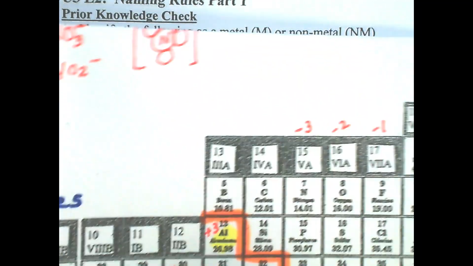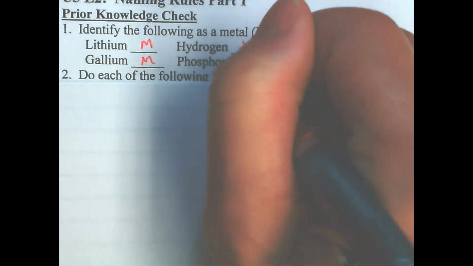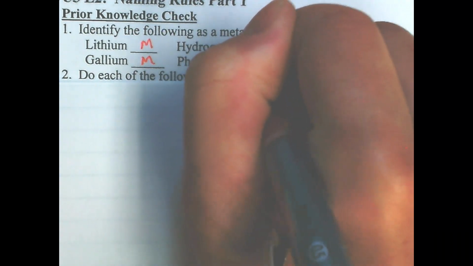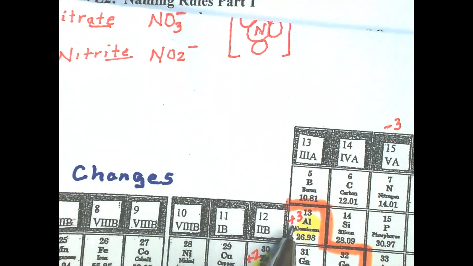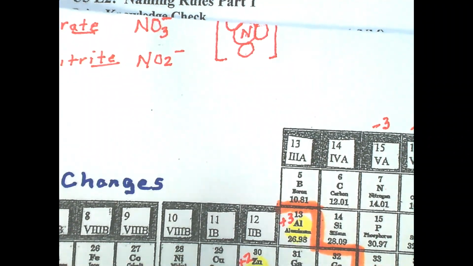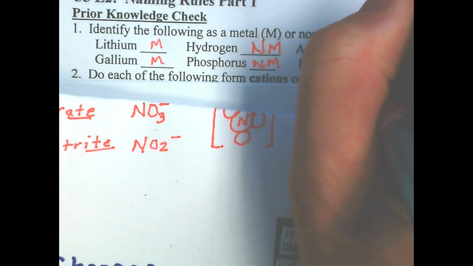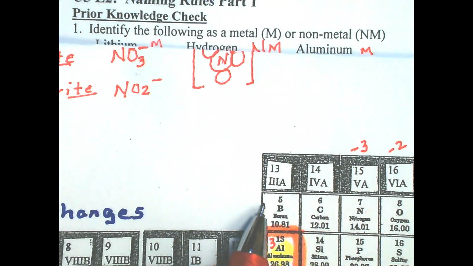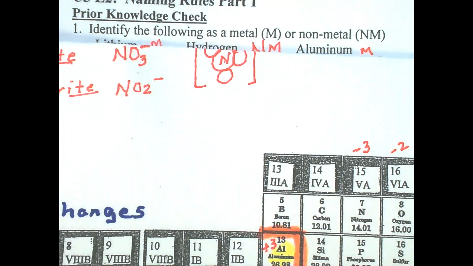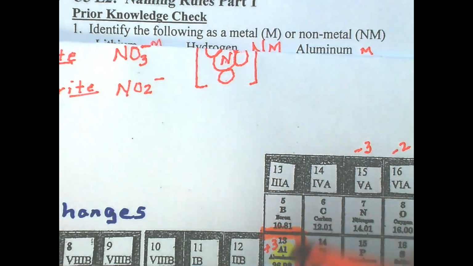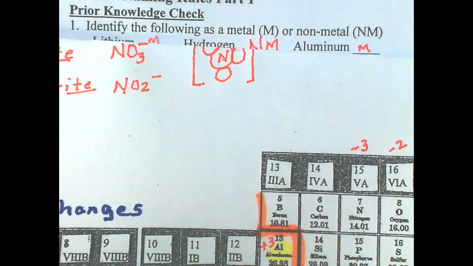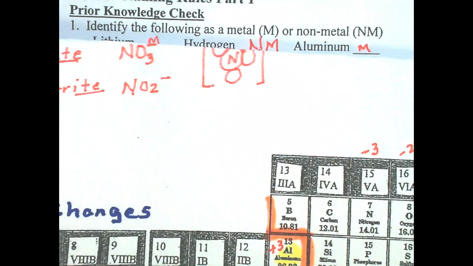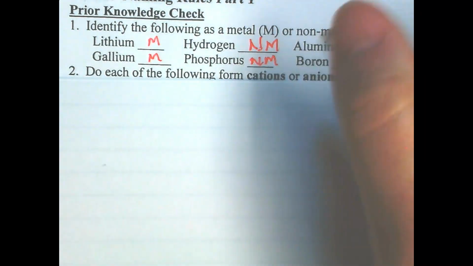Okay, phosphorus is here, so phosphorus is going to be a non-metal also. Aluminum is here on the left, and so aluminum is a metal. And boron sits here, but it is going to be considered to be on the right side of that table, and so we're going to say that boron is a non-metal.